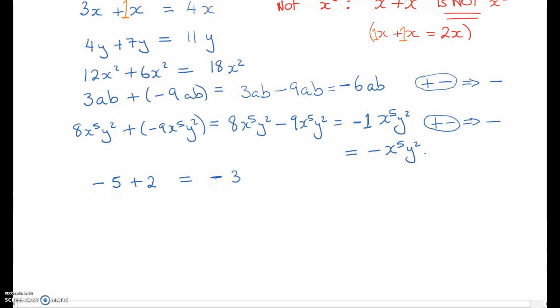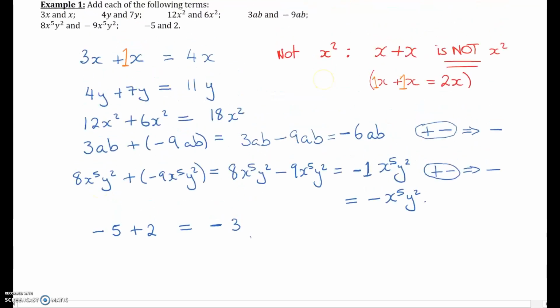When we talk about the sign of a number or the sign of a term, we talk about the sign in front of that number or term. And that's why when we talk about the sign of 5, we talk about the sign in front of it, negative. So the sign of 5 is the negative. And that's our final answer. So hopefully you can see and follow through all of this, and hopefully it makes sense to you.